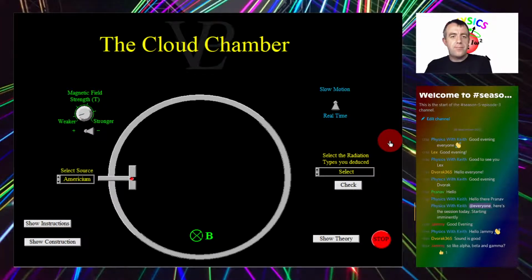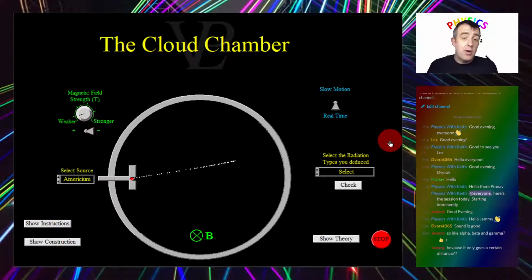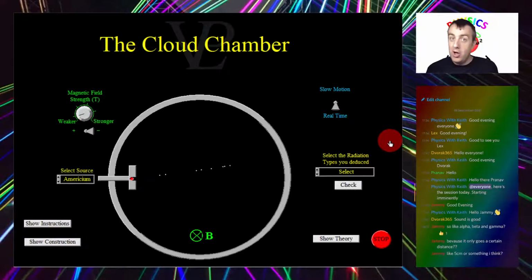And you might not have a clue. It might be that you've never heard of it before. That's part of it, Jammy. That is one of the clues. Although there are particles of radiation that don't go very far and aren't alpha, which you'll learn about in A-level.